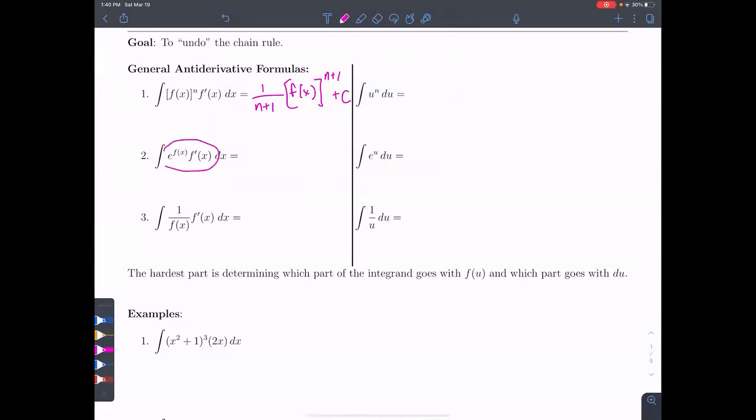Remember, if you are taking the derivative of e to the u, the derivative d by du is equal to e to the u du, or if this was e to some function times the derivative of that function. So undoing that, this is equal to just e to the function.